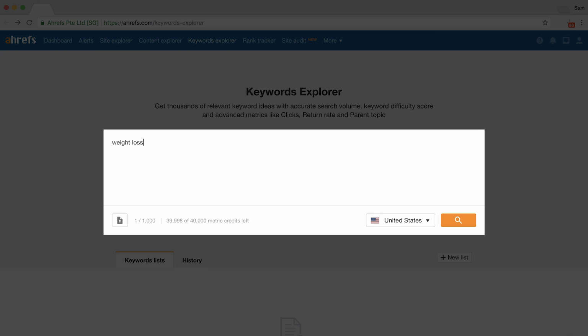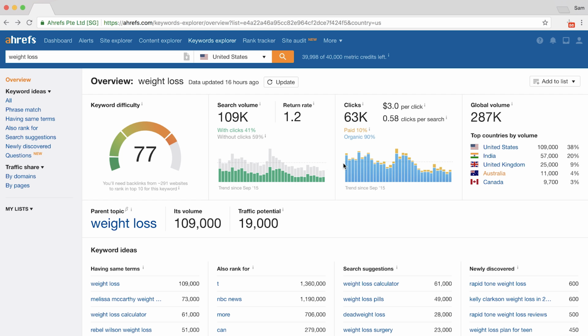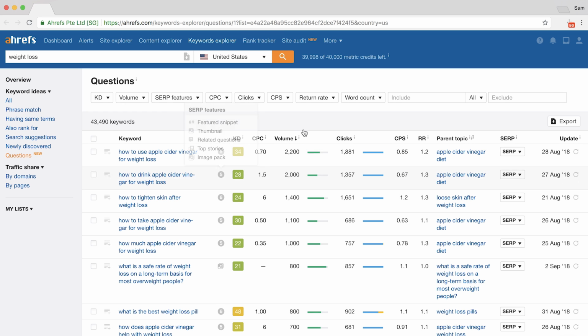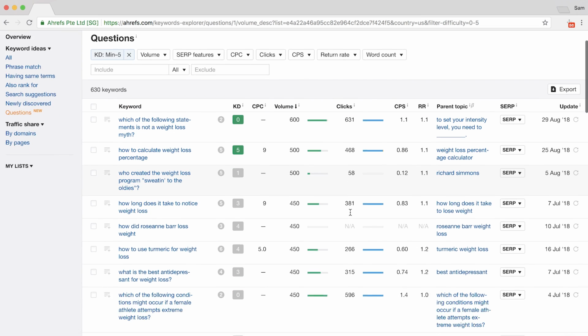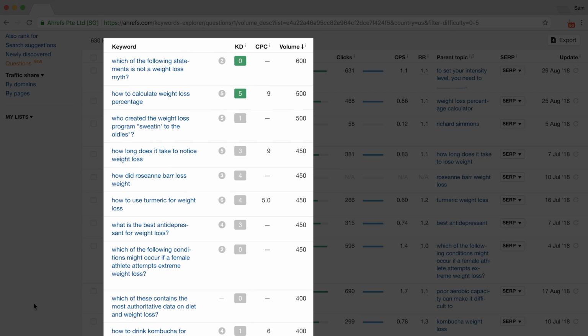The third strategy is to look at questions on a topic. And the best part about this is that you can actually do it in very competitive niches. So let's type in weight loss in Keywords Explorer. Next, go to the questions report. Since it's a very competitive niche, as you can see from the keyword difficulty score, let's set the max KD to something low like 5. And I bet you would have never thought about targeting these long tail keyword topics on your own.